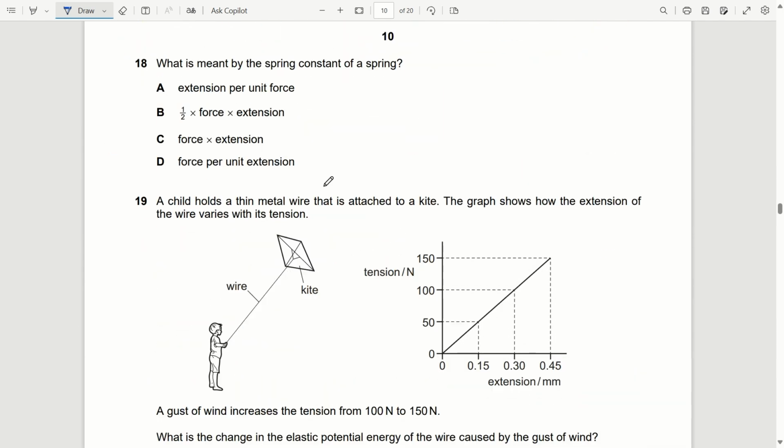Question 18, what is meant by spring constant? So we know that force is given as kx. So spring constant k is force per unit extension. Option D is correct.